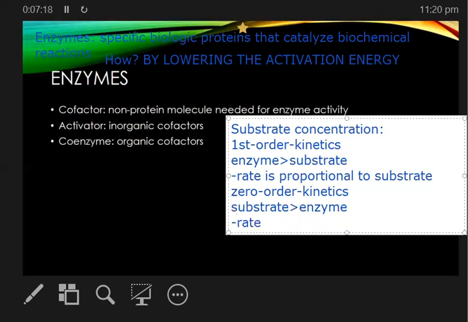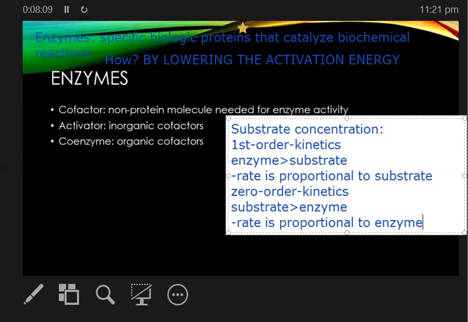So, in this case, for your zero order kinetics, the rate is proportional to your enzyme, which is considered as the limiting factor. That means in zero order kinetics, if you increase the concentration of your enzyme, then the rate will become faster. If you decrease the concentration of your enzyme, then the rate will also decrease or become slower. As easy as that. You just have to identify what is the limiting factor in that particular kinetics.